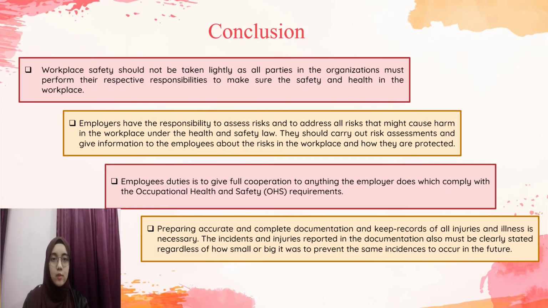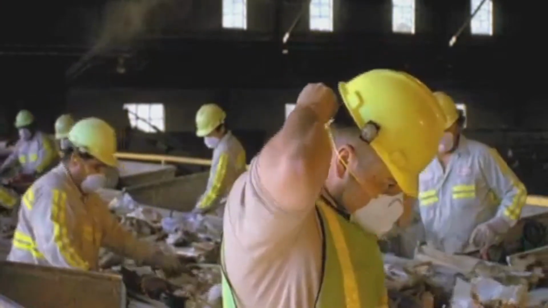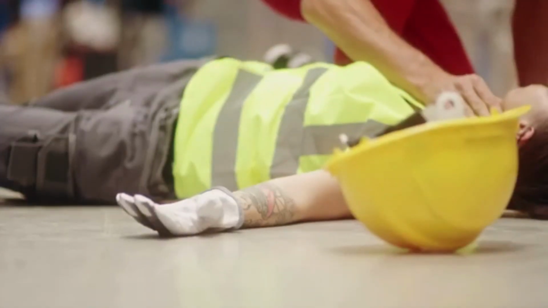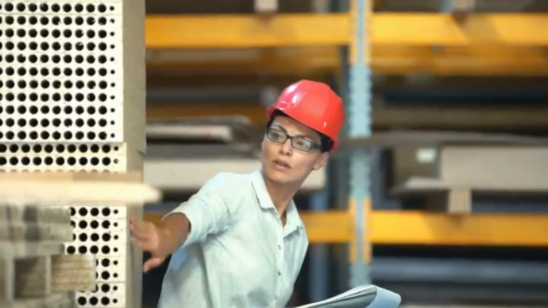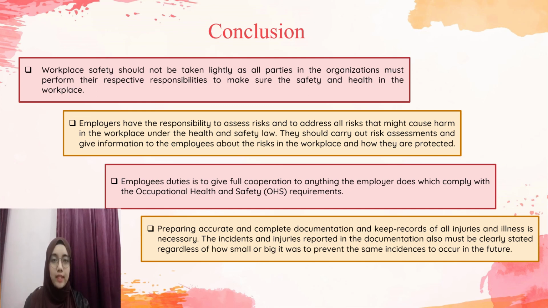In conclusion, workplace safety should not be taken lightly, as all the parties in the organization must perform their respective responsibilities. Employers of the organization have the responsibility to assess risks and address all risks that might cause harm in the workplace. The employers also should carry out risk assessment and give information to the employees about the risks in the workplace and how they will be protected. As for the employees, their duty is to give full cooperation with anything the employer does which complies with the occupational health and safety requirements.